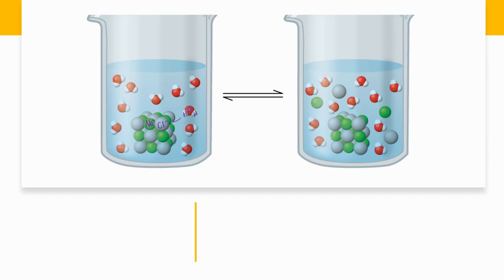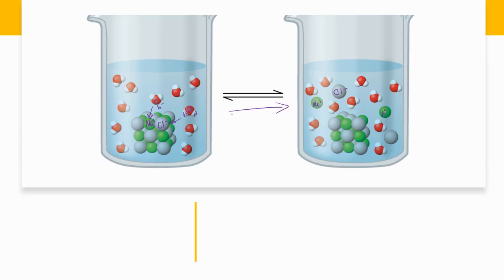These hydrogens, which are positively charged, are going to come and start grabbing at those chlorines, which are negatively charged. And this oxygen, which has a partial negative charge, is going to start grabbing at the sodiums, which have a positive charge. And what's going to happen, as you can see, is that they're going to start to break away.